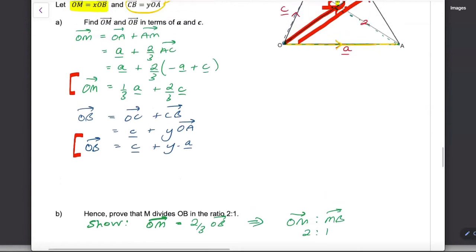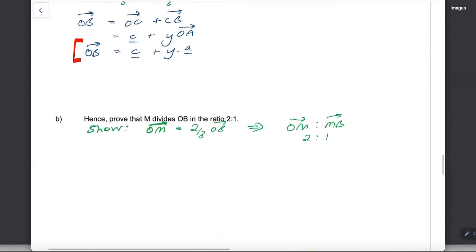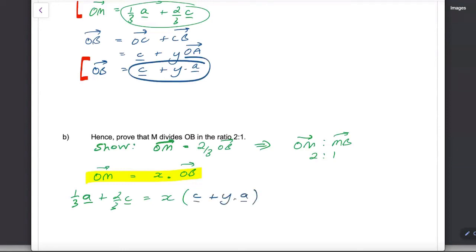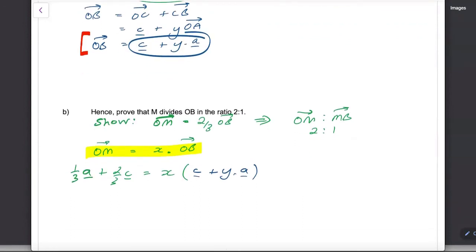So we know from previously that OM is some multiple of OB. We called that multiple x. So let's start with that. And we're going to input the things that we know about OM from previously. OM is 1/3 of a plus 2/3 of c. And that should be equivalent to x lots of how we defined OB, which was vector c plus y lots of vector a. So we can simplify this a little bit more. We've got 1/3 of a plus 2/3 of c should be equivalent to x lots of vector c plus x times y lots of vector a.